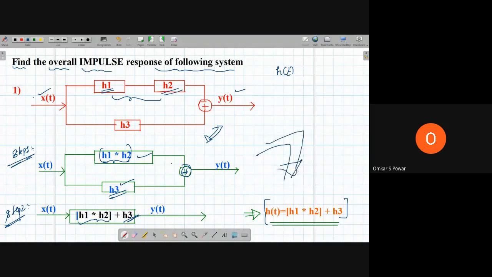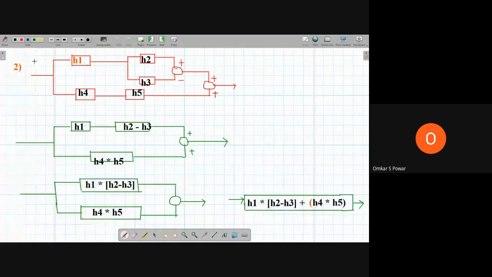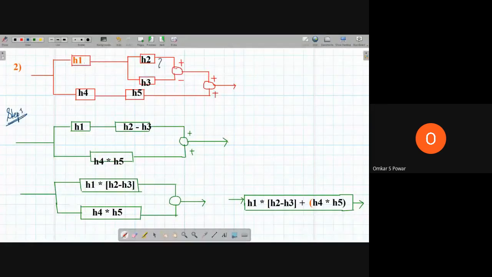We'll go to the second question. Now the complexity goes up. Second sum, third sum, you see. Now h1 is there as it is, h2 and h3 are given in parallel, h4 and h5 are in series, and this is connected in parallel. We will solve this step by step. Let us go to step 1, and we will take h2 and h3 in parallel and h4 and h5 in series and solve that.